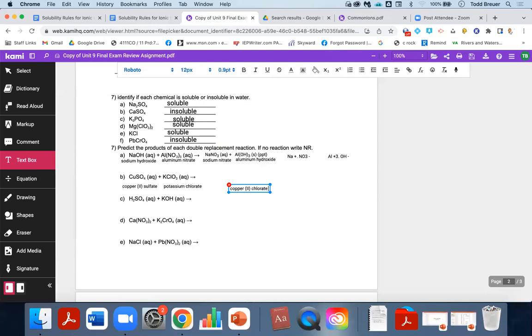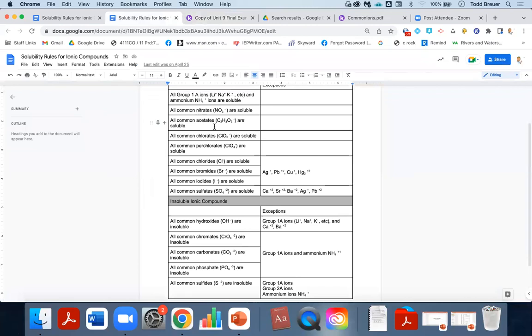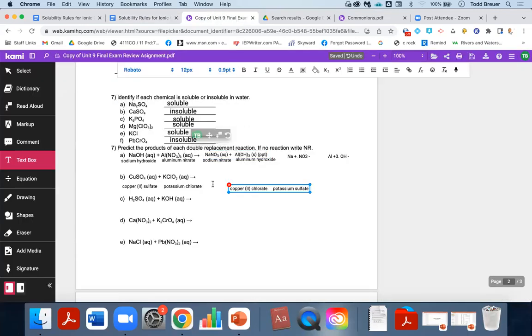chlorate and something called potassium sulfate. And we look at the solubility chart, the chlorates and the sulfates. Chlorates are all soluble. Sulfates are mostly soluble unless it's one of these metal elements attached to it. Well, it's not in this case. So in this case, neither of the chemicals are insoluble in water. That means no double replacement reaction happens. We can just write NR. Nothing really happens.